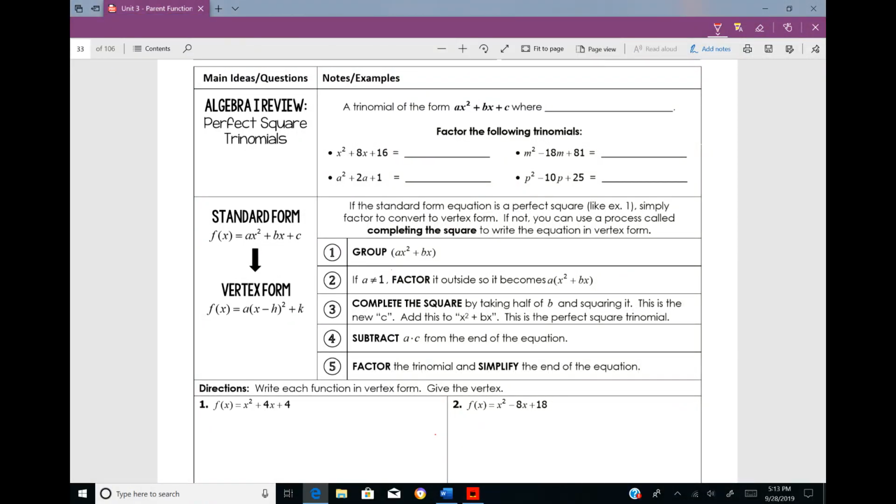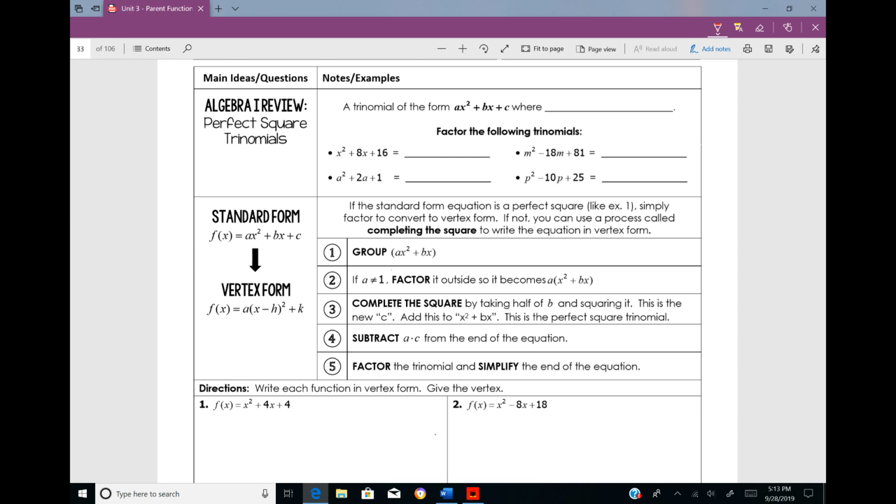Okay, so let's talk about completing the square. And we're going to use this to convert from standard form to vertex form. So first let's do a little algebra review. We are going to talk about perfect square trinomials.